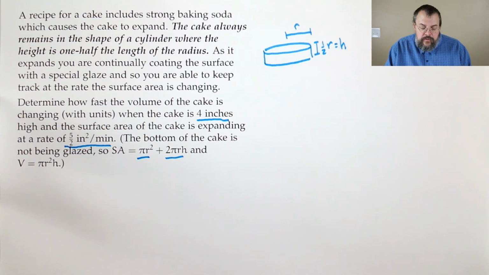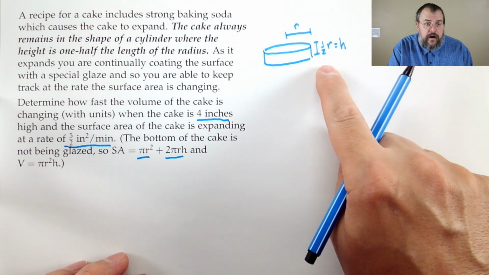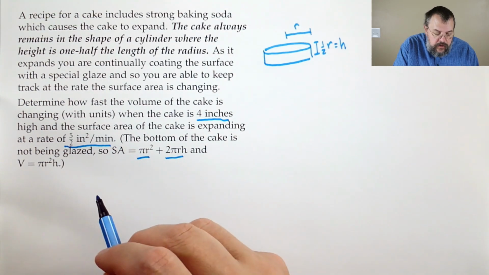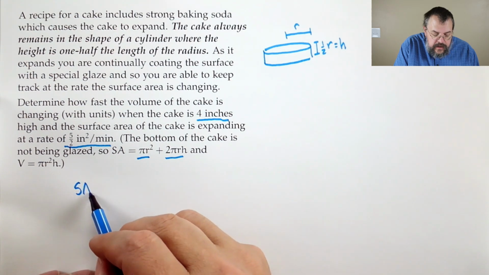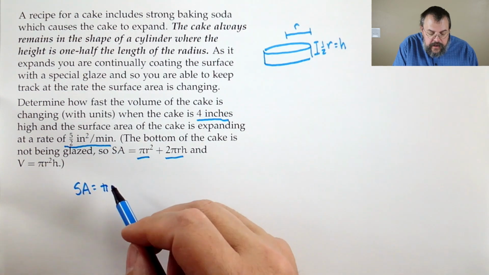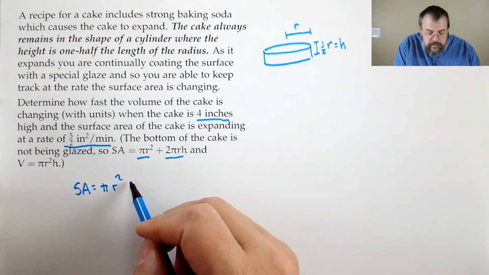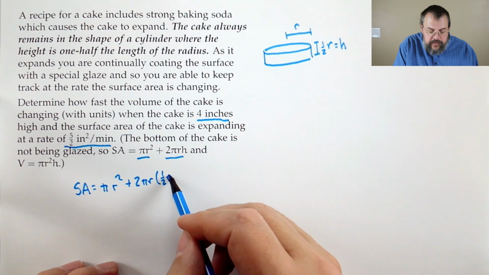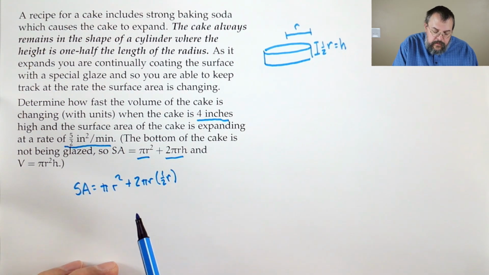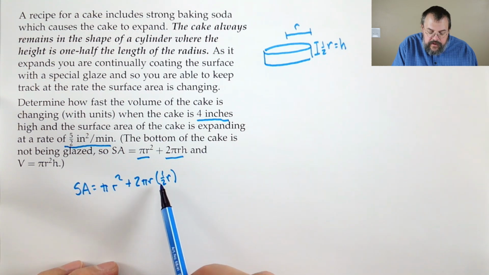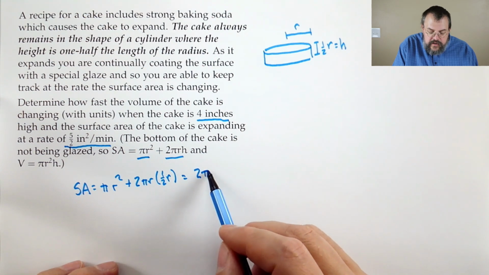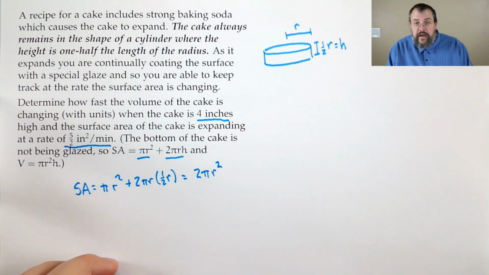Now, let's replace h by a half r, since in our problem, h equals a half r. So our surface area would be pi r squared plus 2 pi r times 1/2 r. Well, what does this become? Well, 2 times a half is 1. So you have a pi r squared and another pi r squared. So that becomes 2 pi r squared. All right, so that's our surface area.